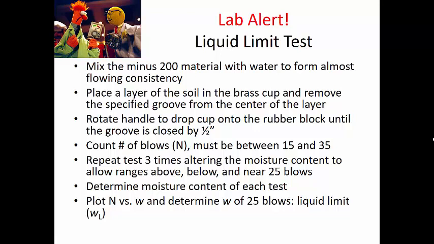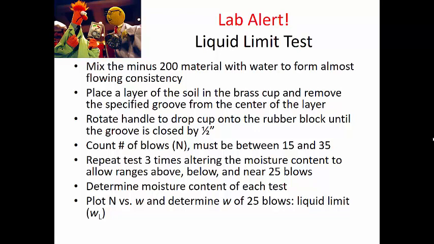Actually, this says -200. What we typically do is we use -40 material for our test. So we take whatever soil we have, break that down into its smallest particles without breaking any sand particles or gravel, and then sieve it through the number 40 screen and use any -40 material for this test. There's no need to have any sands because we're looking at the fraction of the smaller grain materials for this test. The first thing we want to do is mix it with water to form a consistency that looks like it's potentially flowing. It's still plastic, but it's potentially flowing.